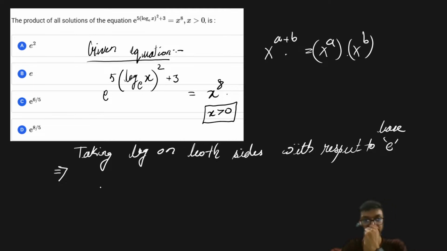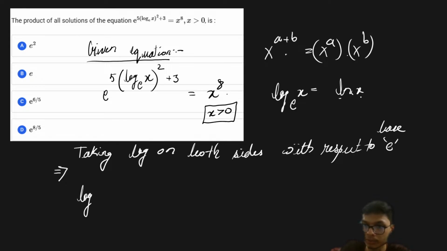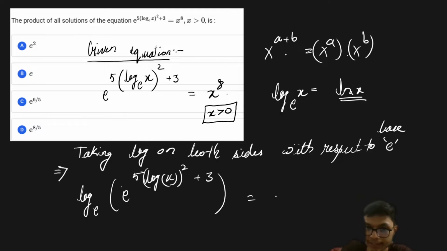If I take log on both sides with respect to base e, I'll have, and I will tell one more thing, that log of any number x with base e, or natural logarithm, can also be written as ln of x, okay? Like that we also write it sometimes. So this can be given as log base e of e to the power 5 times (log x) whole squared plus 3, is given as log of x to the power 8 base e, right?